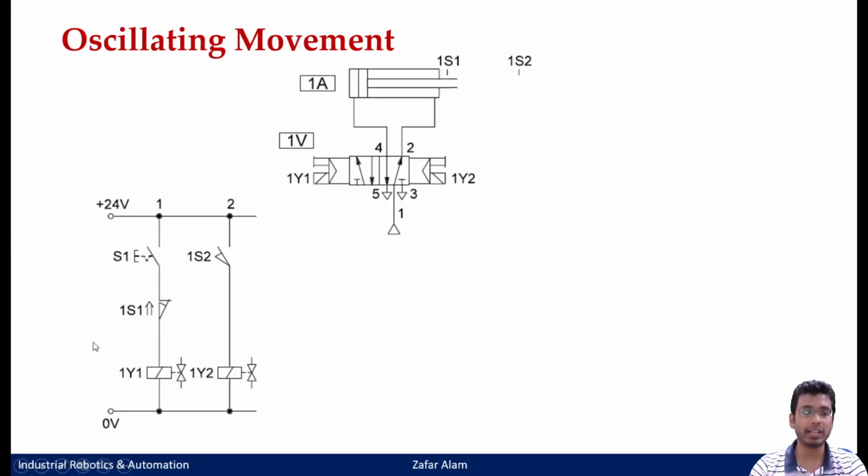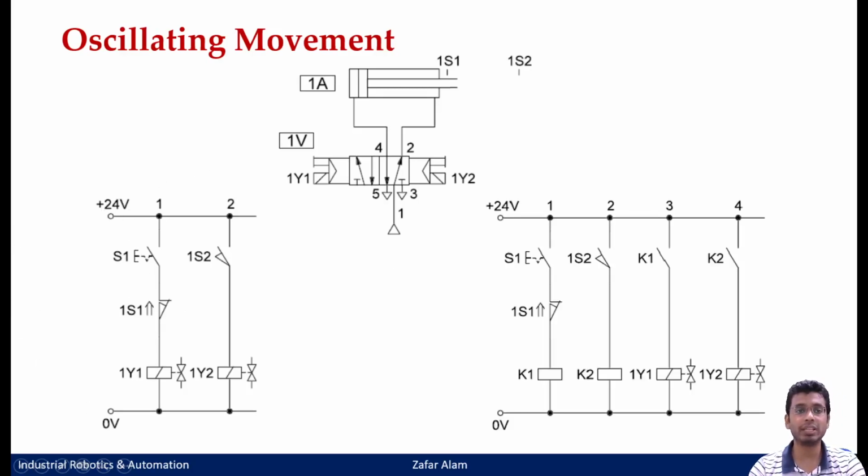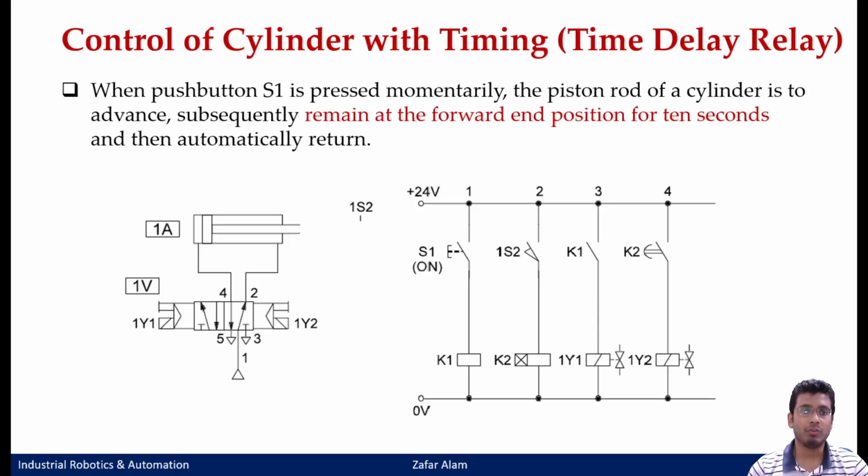Again, this is the direct actuation, and similarly you can see here the indirect actuation. It is the same thing, only instead of directly actuating 1Y1 and 1Y2, I am using a K1 and a K2 relay for actuating my solenoid valves 1Y1 and 1Y2. Now one last element that I need to cover, because these things I had also done in the pneumatic circuit diagram.